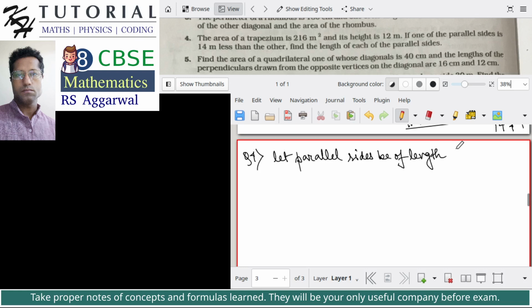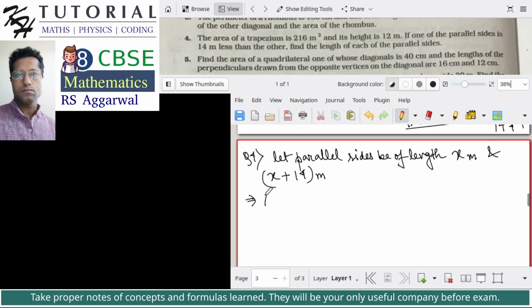It is given that one of the parallel sides is 14 meter less. So if x meter is the length of the shorter parallel side, then the length of the longer parallel side will be x plus 14. So x meter and x plus 14 meter are the lengths of the parallel sides.